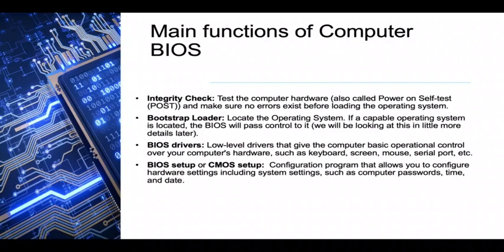And the fourth one is BIOS setup and CMOS setup. These are the configuration programs that allow you to configure hardware settings, including system settings such as computer passwords, time, date, etc. It could be a basic GUI or a command line input-output interface. So all these pieces of software are called firmware, as these are provided by the computer manufacturer on non-volatile memory, either on an EEPROM or a flash.